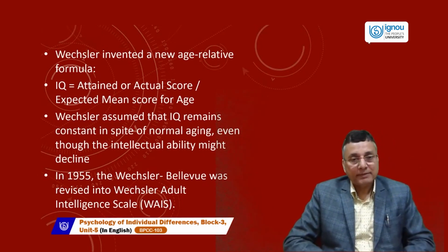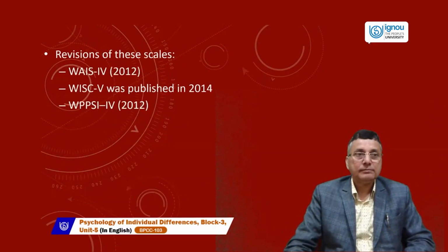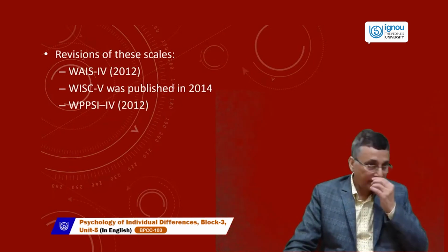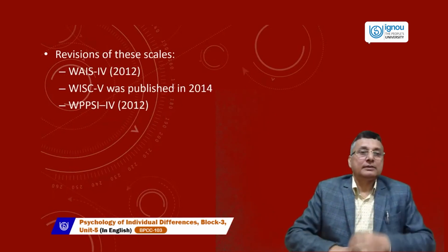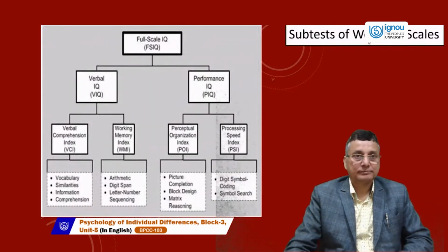In 1955, the Wechsler-Bellevue was revised into the Wechsler Adult Intelligence Scale. So now we have WAIS 4, which came in 2012. WISC 5 was published in 2014, and WPPSI 4 came in 2012.